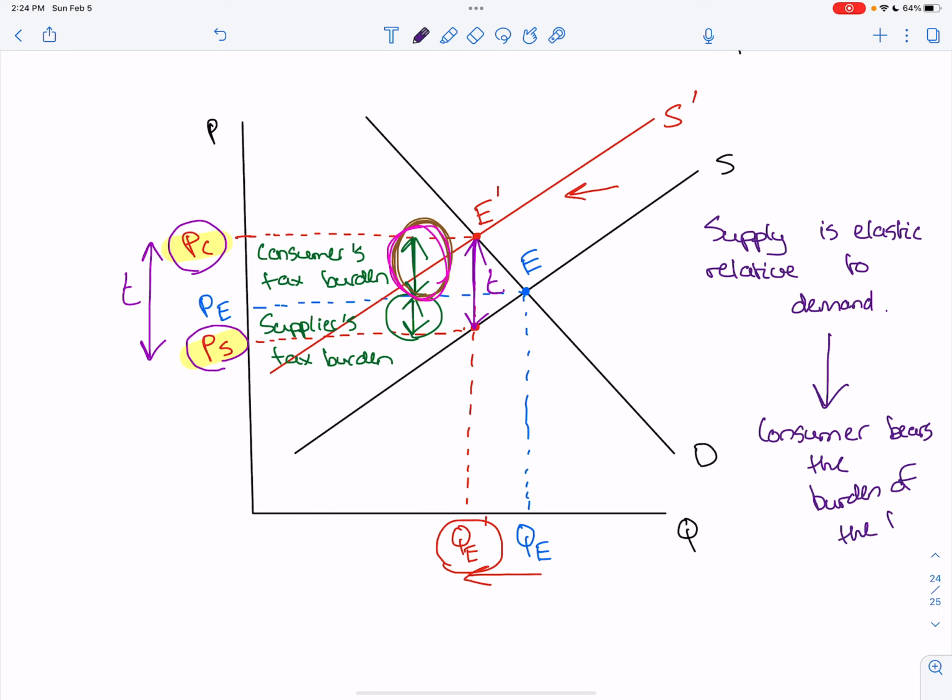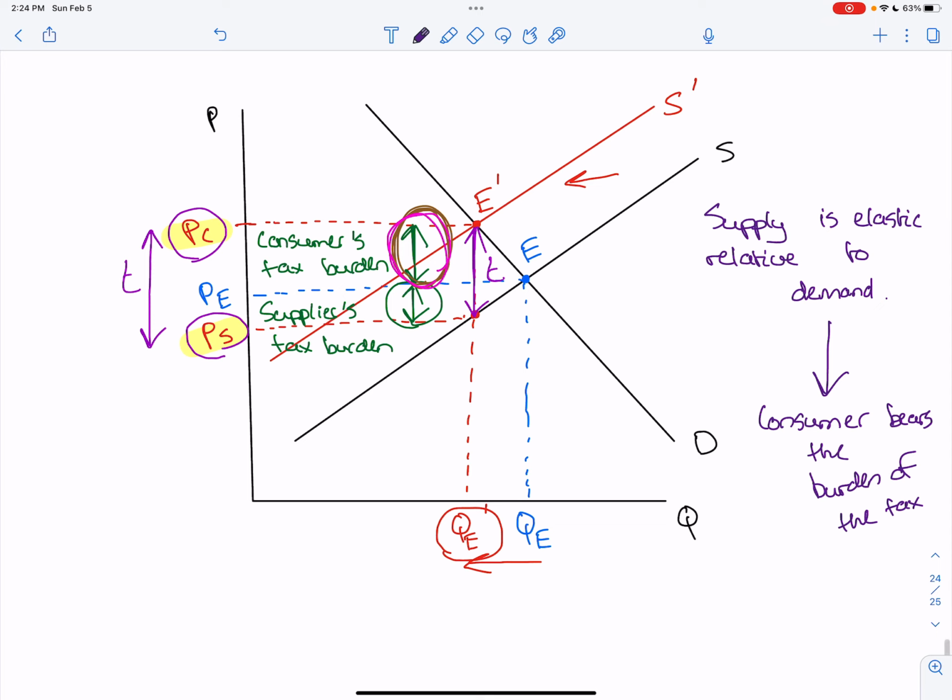I want us to think about this economically, commonsensically. Looking at the graph, we can see that within our model, this is clearly true. But we should always ask ourselves as economists, why is this true? What is the economic meaning of the fact that if supply is elastic relative to demand, then the consumer bears the burden of the tax? And of course, the opposite would also be true.